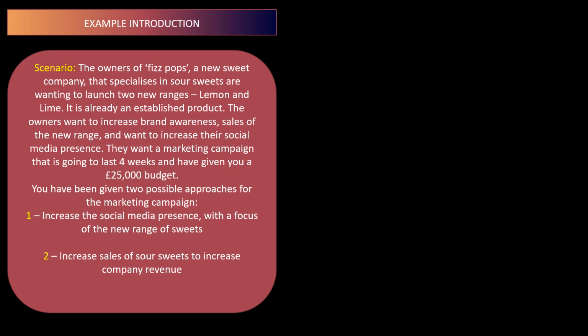You have been given 2 possible approaches for the marketing campaign. Number 1, increase social media presence with a focus on the new range of sweets. Number 2, increase sales of the sour sweets to increase company revenue. So that's the scenario. There's your 2 options and your budget and your length of the campaign that you would get with every marketing campaign. But let's have a look at how you could just quickly do an introduction.